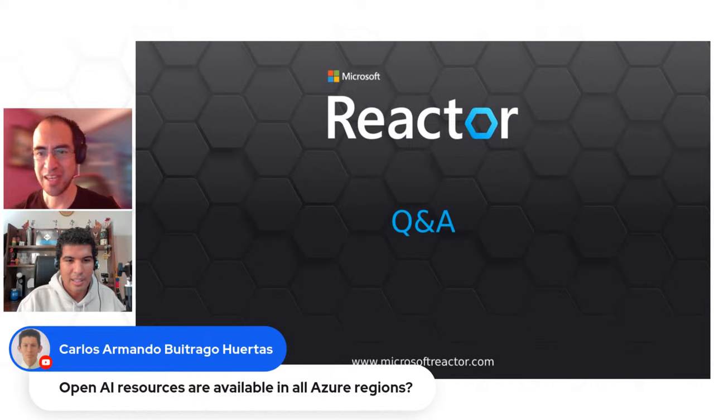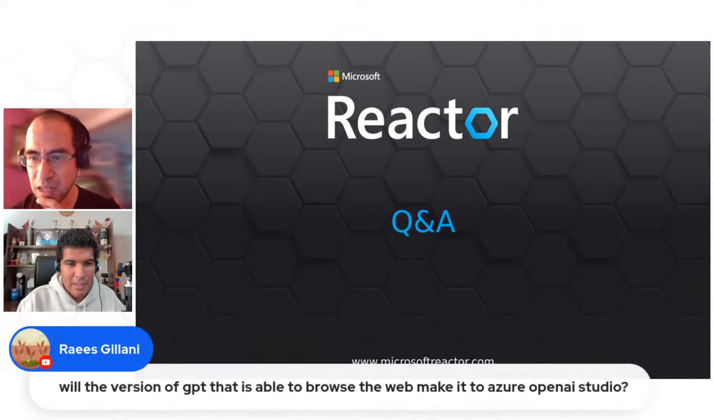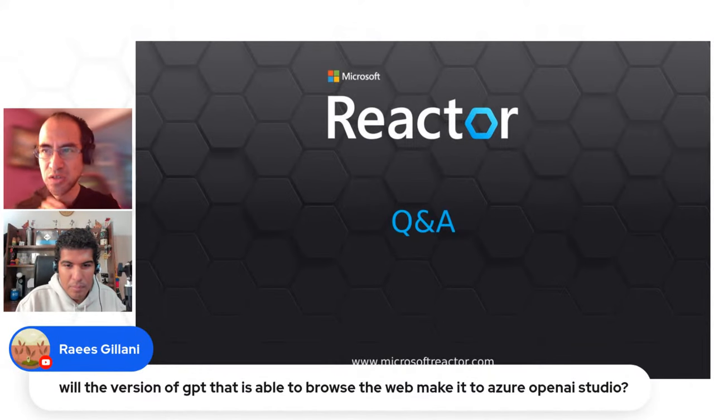Thank you. Next question from Raes Giliani. Will the version of GPT that is able to browse the web make it to Azure OpenAI Studio? Probably yes, because right now it is also possible in ChatGPT to answer questions from the internet.